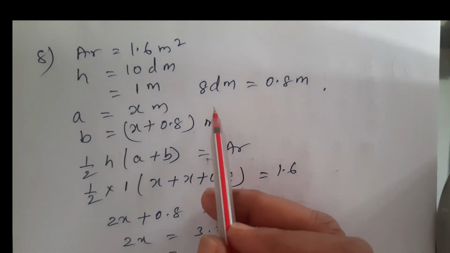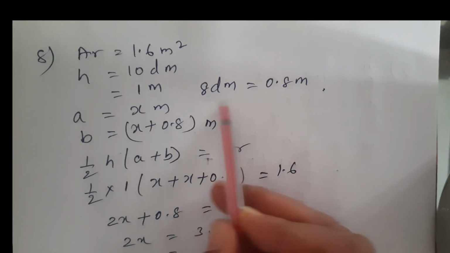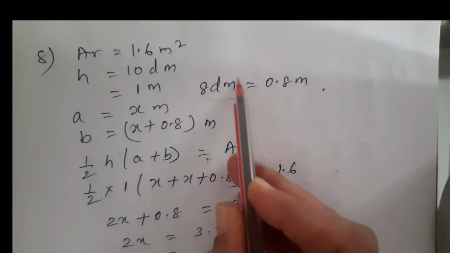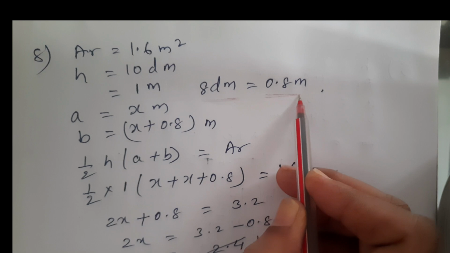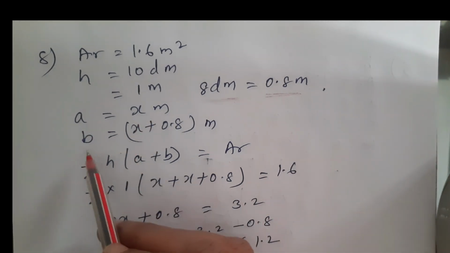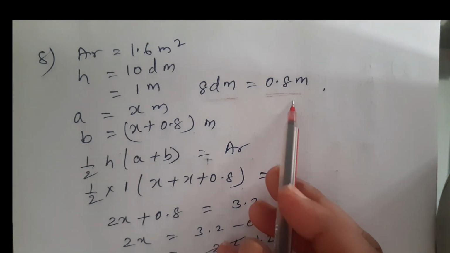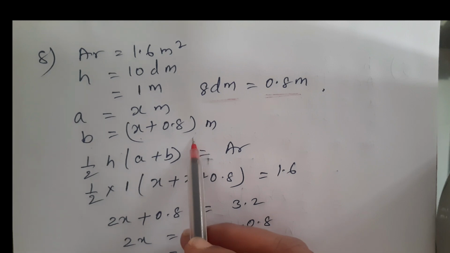Next, one of the parallel sides is given as 8 decimeter greater than the other side. So here, 8 decimeter, again I divided by 10 to convert it into meter. So it is 0.8 meter. We'll consider the first parallel side to be x, and as the second parallel side is 0.8 meter greater, we add x plus 0.8.